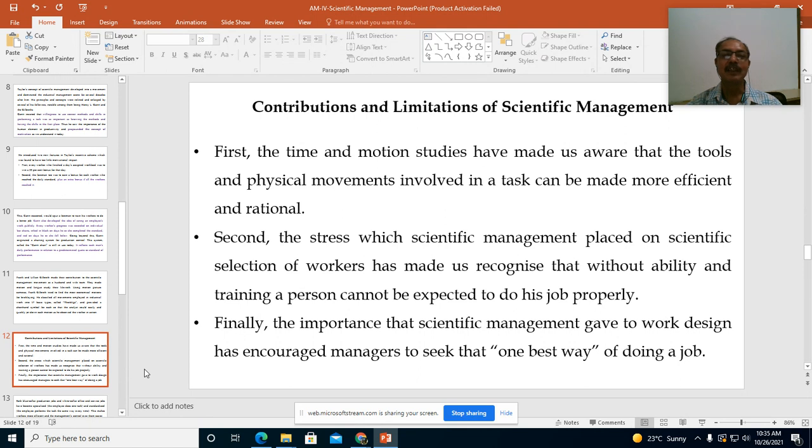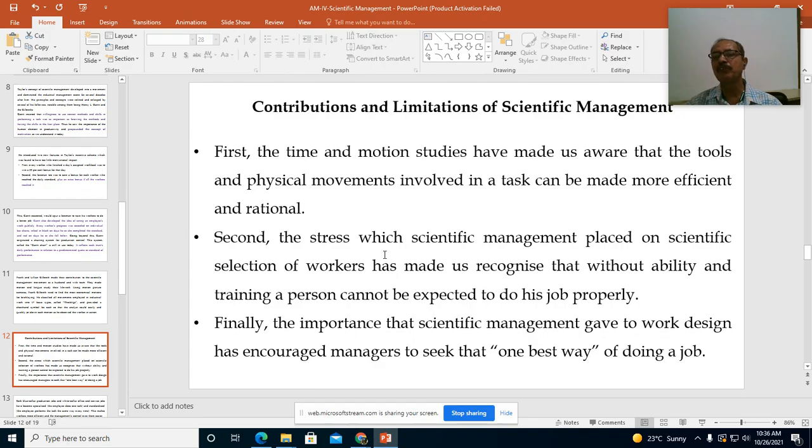So, contributions and limitations of scientific management. First, the time and motion studies have made us aware that the tools and physical movements involved in tasks can be made more efficient and rational. Second, the stress which scientific management placed on scientific selection of workers has made us recognize that without ability and training, a person cannot be expected to do his job properly.